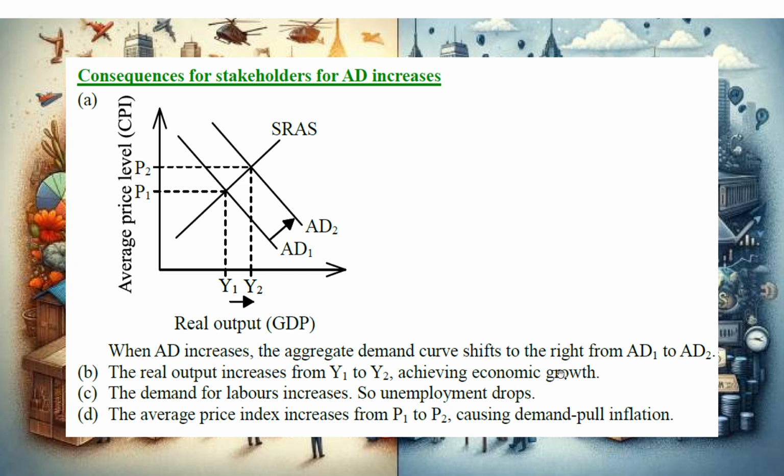What's the consequence? Remember, the consequence is important. So the demand for labor increases because firms want more production, so the unemployment rate drops. And also you can see the average price level increases from P1 to P2, causing demand-pull inflation. Now when we talk about inflation, we have to talk about the cause. The cause is demand, so we call it demand-pull inflation, and the other one will be cost-push.